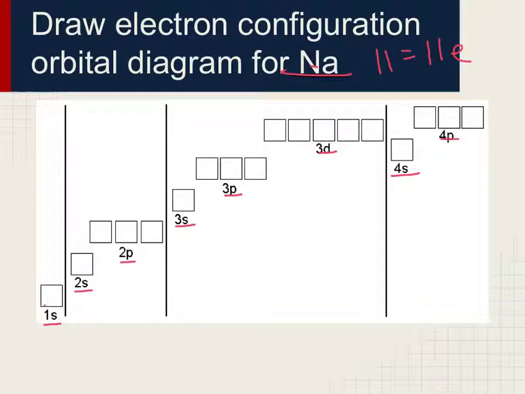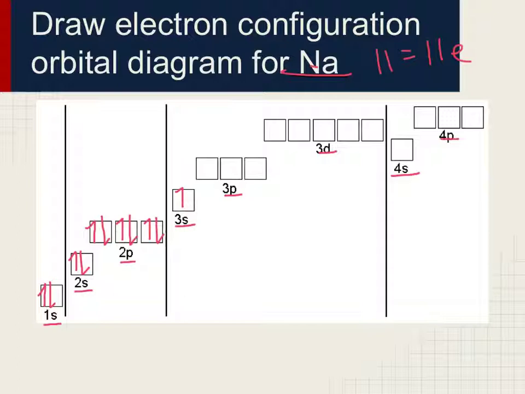Okay, so we start with our 1s with an up electron, and then we fill it up with a down electron. The 2s is filled with an up and a down electron, so that's a total of 4. We have 7 electrons left. Our 2p orbital, remember, we're filling 1 electron in each orbital before we put a second electron there. So in the 2p, we've got an electron in the 2px, 2py, 2pz. All right, 2px again, 2py, 2pz. That's a total of 10 electrons. We've got 1 electron left, and that will go into the 3s orbital.